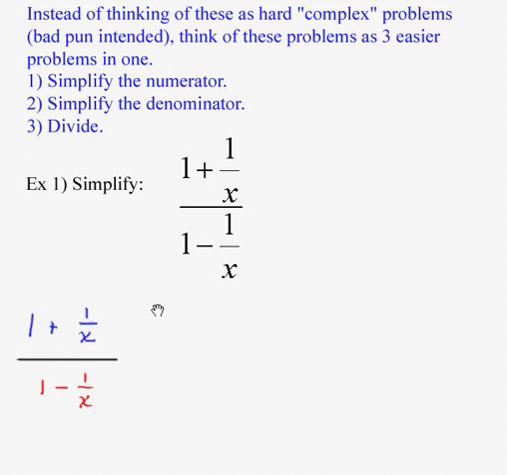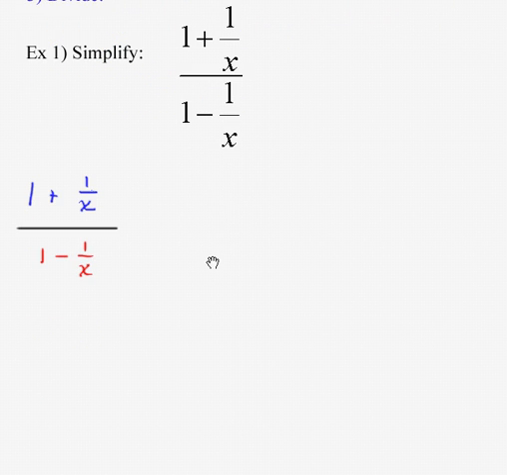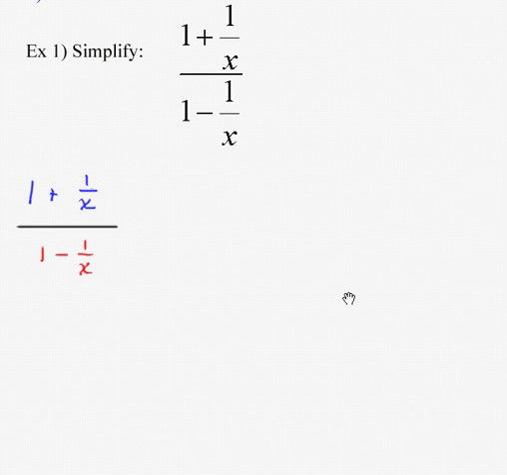So let's start by taking a look at this, and we're going to color code it. We can first of all simplify the numerator, that's in blue. Secondly, simplify the denominator, that's in red. And then third, divide the end result.